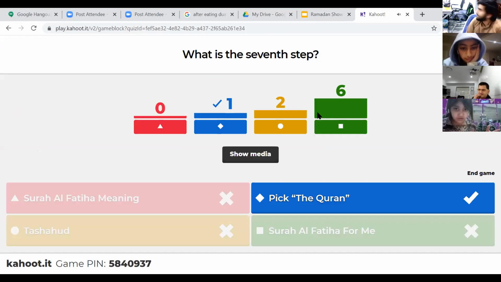Oh, okay. This was interesting. Only one person got this right. Wow. So the seventh step was actually pick the Quran. Surah Al-Fatiha for me comes later.